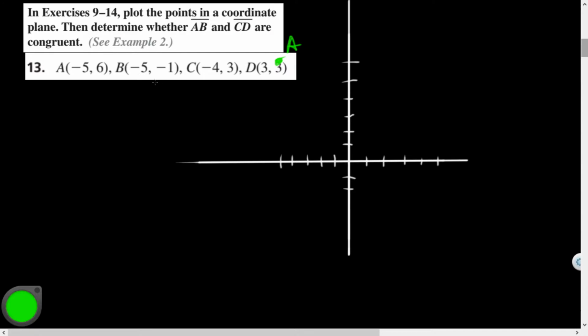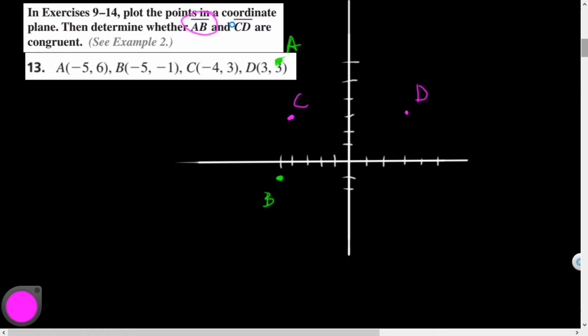Point B is -5, -1, so 1, 2, 3, 4, 5, down 1. So there's point B. And let's use a different color for C and D. -4, 3, so 1, 2, 3, 4, and up 3. Wow, you guys, it's all coming back to you, right? And D was 3, 3, so right 3, up 3, D. There's point D. So now to ask the questions, then determine whether AB and CD are congruent.